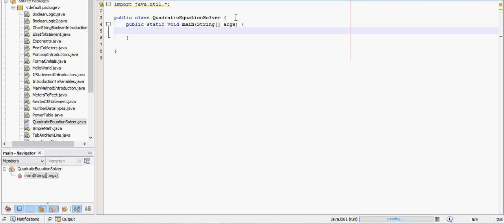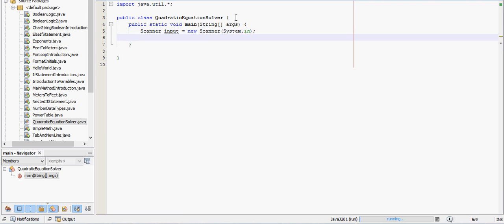So the first thing we need to do is create a scanner and input the coefficients for a, b, and c. So first the scanner: Scanner input equals new Scanner(System.in). Then we'll have them enter the coefficients for, ignore the bad spelling, for a, comma, b, comma, and c in that order.